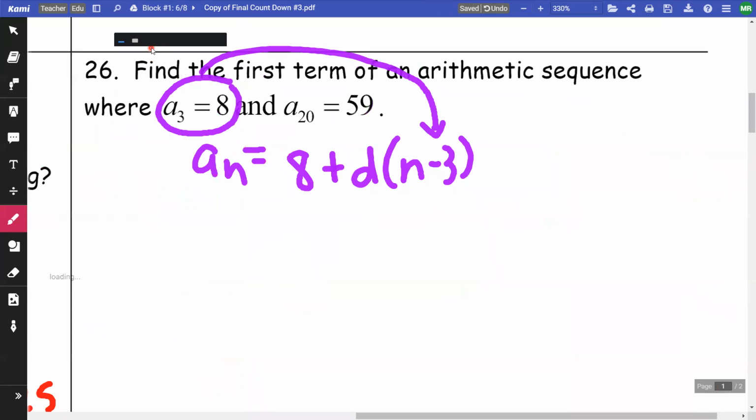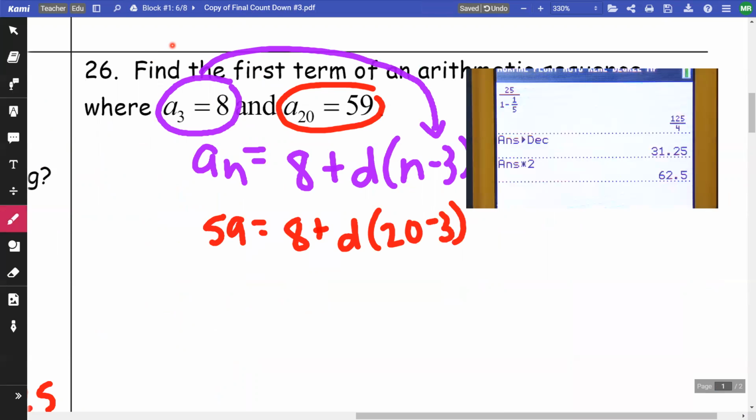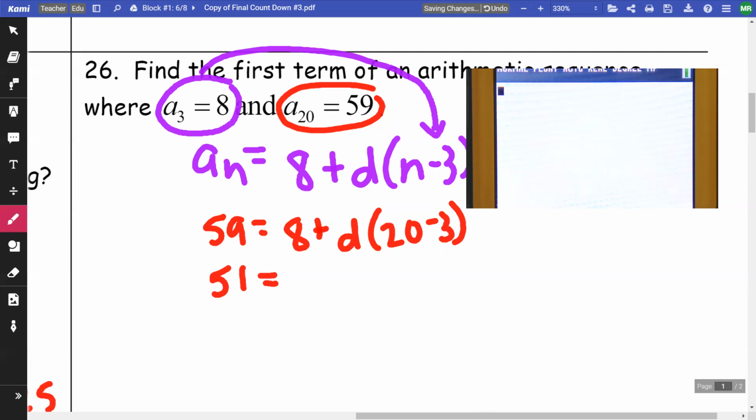So now what I would do is take this right here, which is my 20th term is 59. So I'm going to go 59 is equal to A plus D, and then 20 minus 3. This will find my D for me. So I'm going to subtract 8 from both sides, and 20 minus 3 is 17. So I get 17D. And when I divide by 17, I'm going to end up getting 3. So my D is 3.